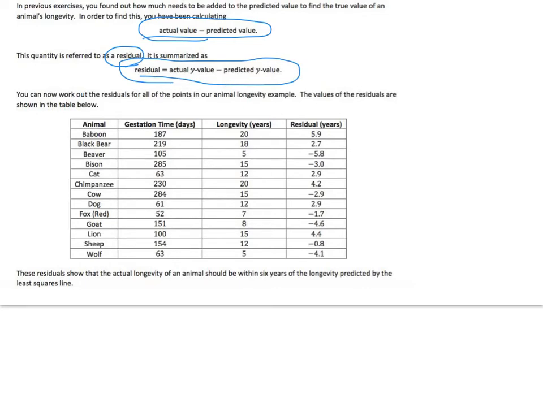You can now work out the residuals for all the points in our animal longevity example. The values of the residuals are shown in the table below. So we did actual minus predicted and got all the residuals. These residuals show that the actual longevity of an animal should be within 6 years of the longevity predicted by the least squares line. Let's see, those are our biggest differences from actual to predicted.